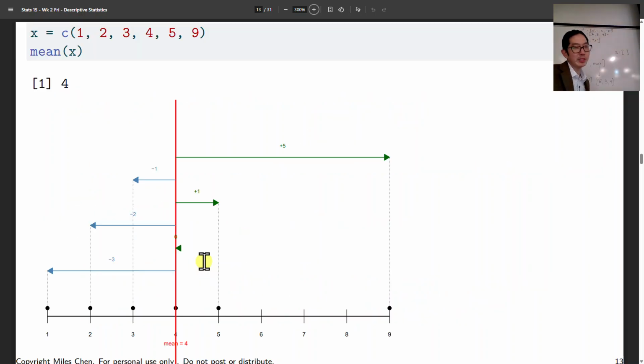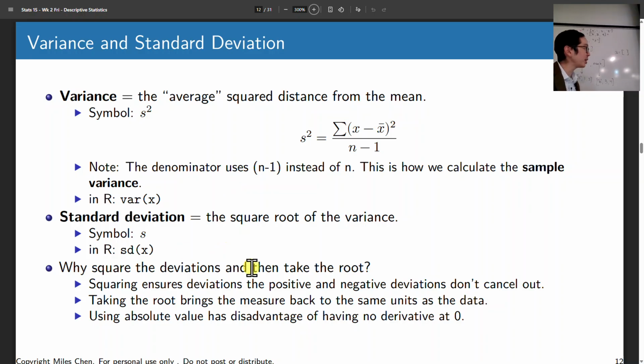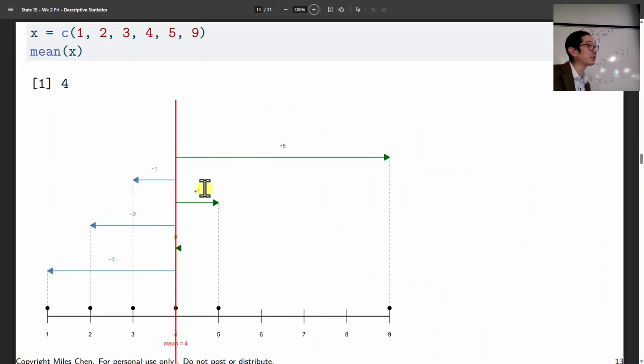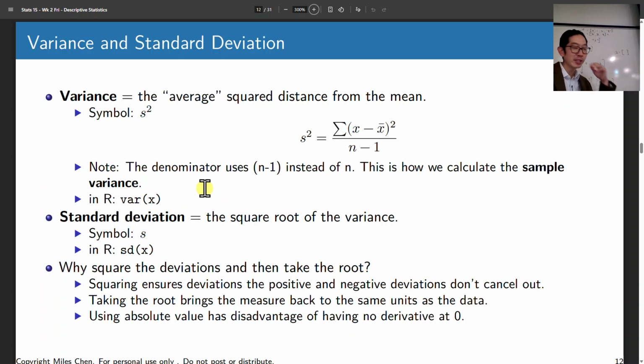And so you might ask, why not just take the average of the lengths here? Well, if you have positives and negatives, they'll cancel each other out. So you might say, why not use absolute values? And you can actually use absolute values. There is another measure of spread called the mean absolute deviation, and that's just taking the length of the arrows, the absolute values of them, and taking the average, okay?